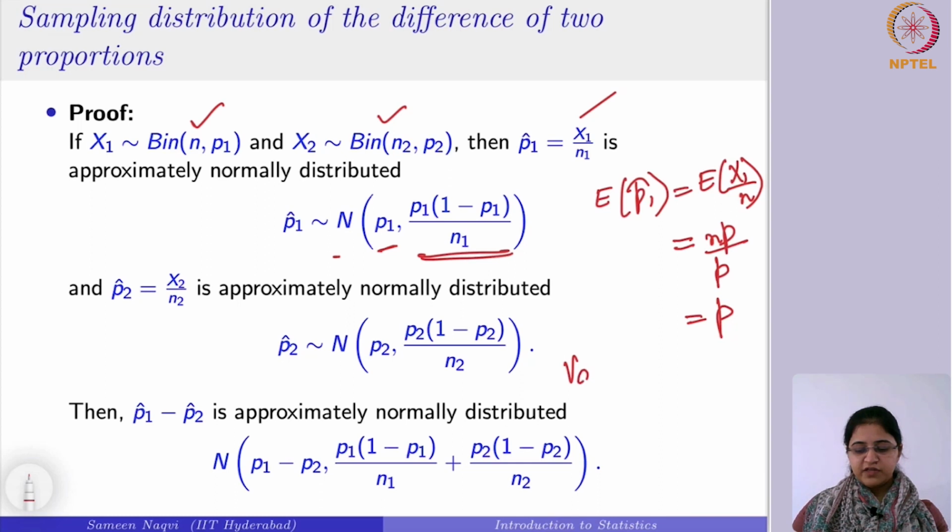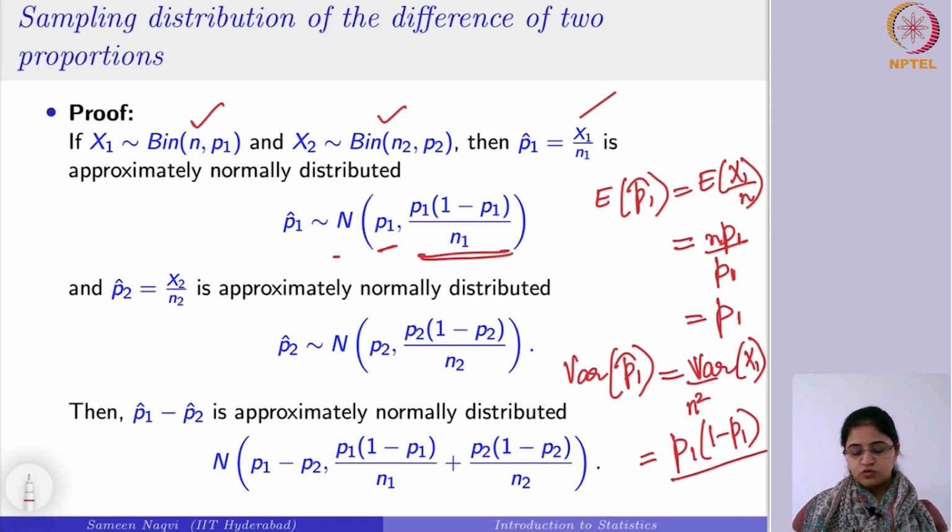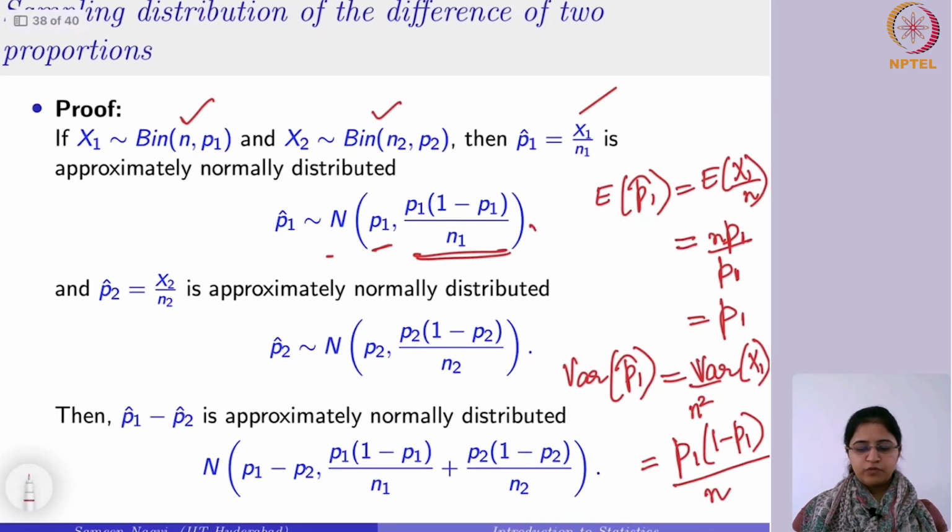Similarly, if you have to find the variance of P1 hat, because we are dealing with the first one, it would be 1 over n1 square times the variance of x1. And we have seen that this is n1 P1 (1 minus P1), so n's cancel out and you will be left with P1 (1 minus P1) divided by n1. This thing we obtained last time also.